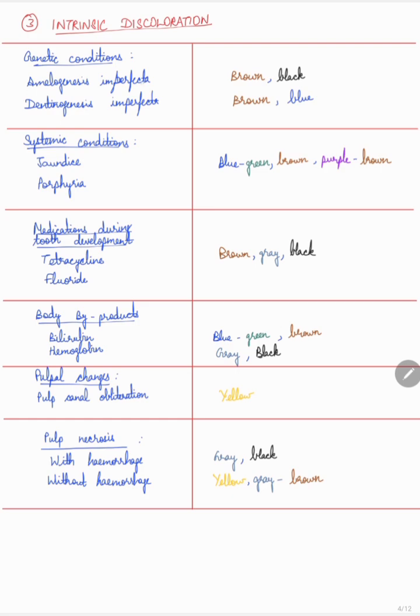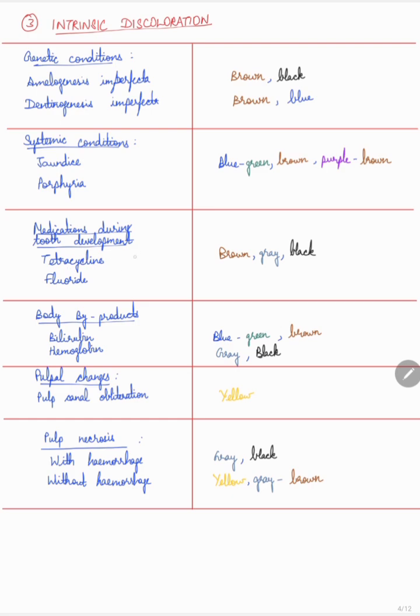In amelogenesis imperfecta, the teeth appear brown, black, and in dentinogenesis imperfecta, the teeth appear brown, blue. In cases of systemic conditions like jaundice and porphyria, the color may change to blue-green, brown, or purple-brown. In cases of medications taken during tooth development, like tetracycline and fluoride, the color of tooth may change to brown, grey, or black.